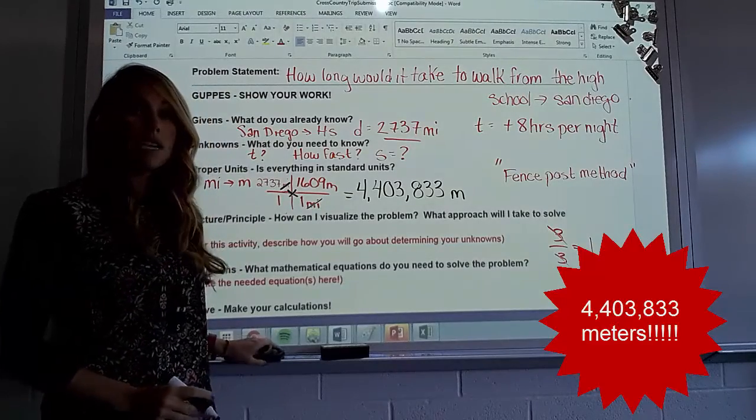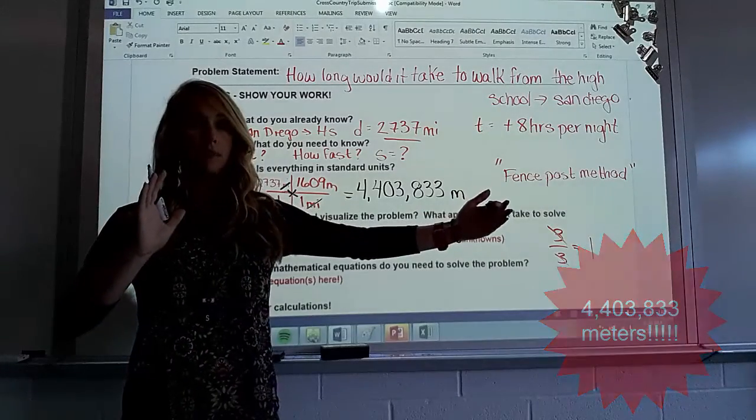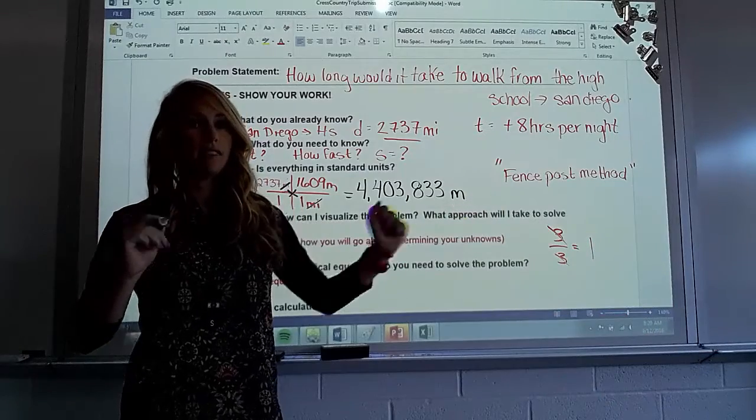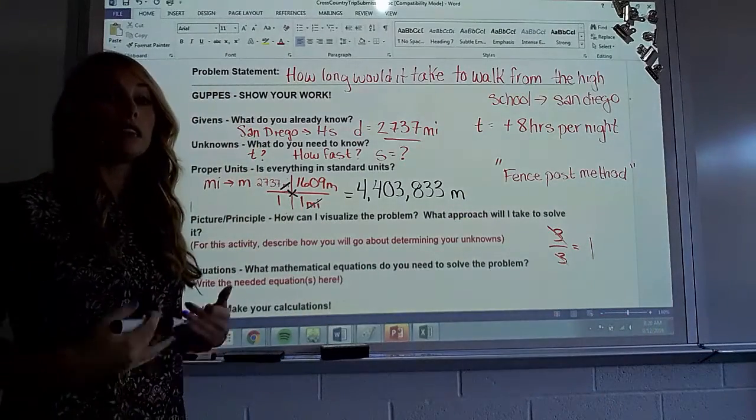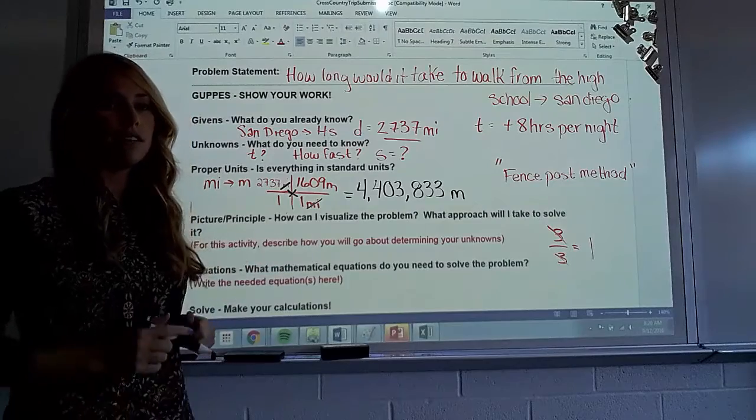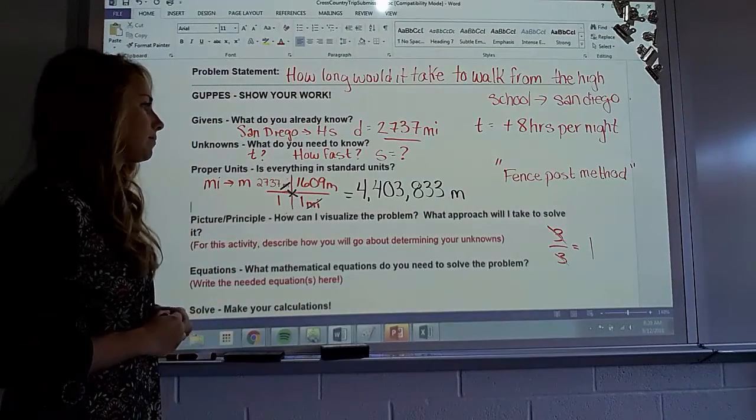But think about it. A meter is really only this big, whereas a mile I can't fit in this classroom right now. So you're going to have to cover a lot more meters to travel the same distance in miles.